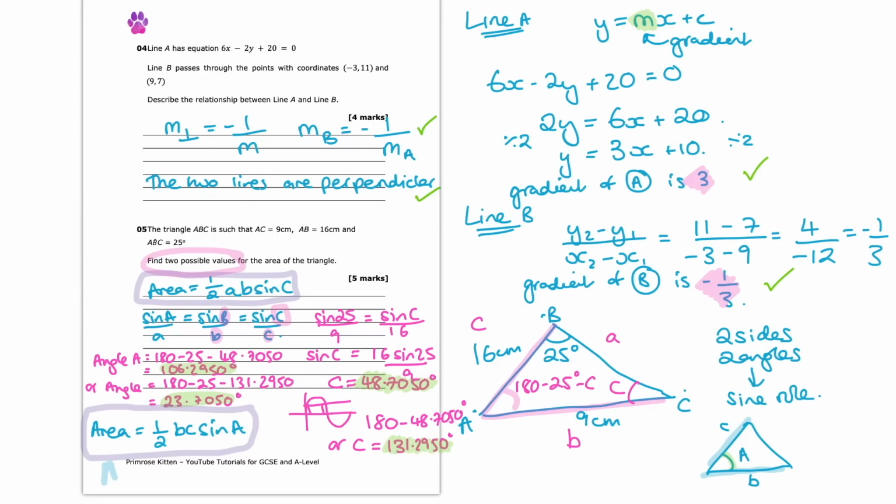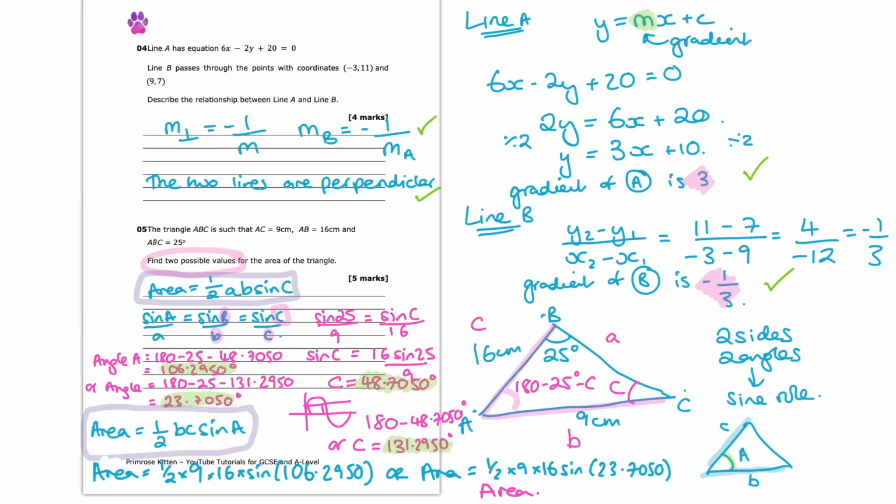So here we end up getting the area equals a half times 9 times 16 times sine, and then it's the angle. So that could be 106.2950, or we could write it as the area equals a half times 9 times 16 sine of 23.7050. So you will end up there getting your two possible answers for the area. It is either going to be 69.11 centimetres squared, or it will be 28.95 centimetres squared.